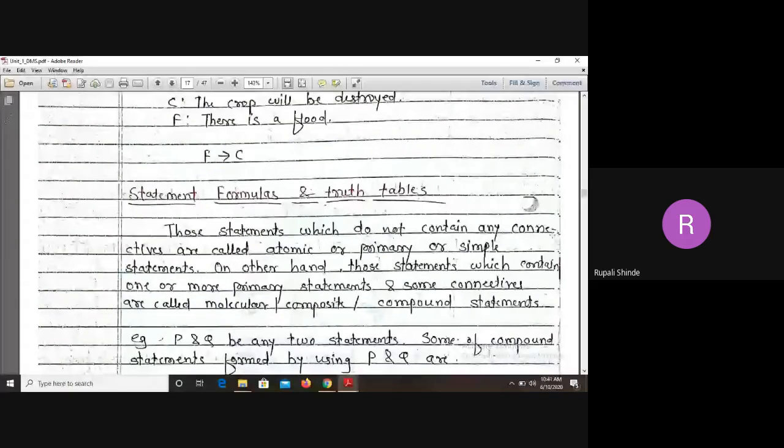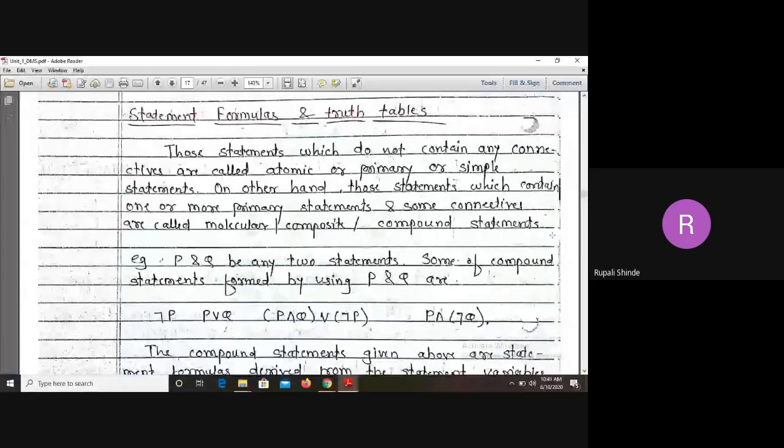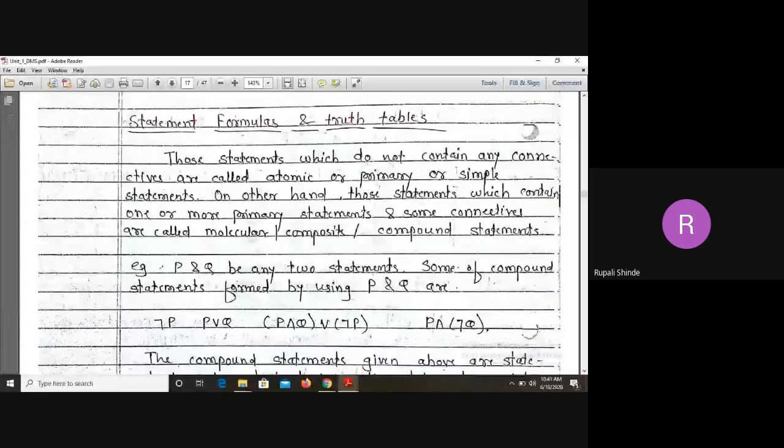So this is the next point, that is statement formula and truth tables. So what is this statement formula? Suppose P and Q are two statements, then we can form a number of statement formulas from these two statements as negation P, P or Q, P and Q or negation P, P and negation Q. So we can say any formula which is formed from statement variables using parentheses or connectives is called a statement formula. Because if you consider here, this is also one of the statement formulas, and that formula contains statement variables P, Q. Again, it contains parentheses and it also contains connectives. So this is called a statement formula.